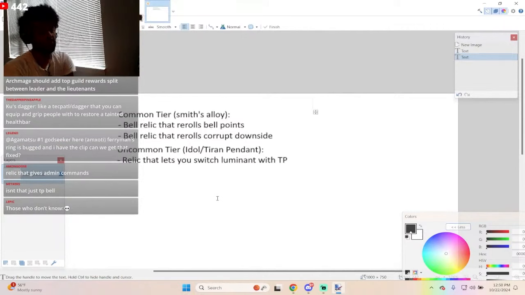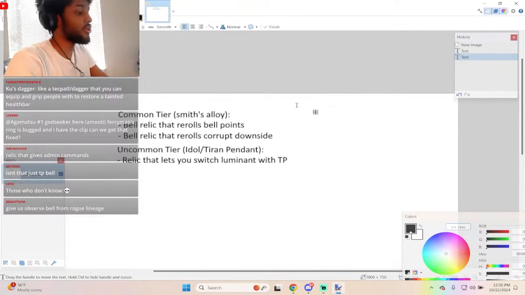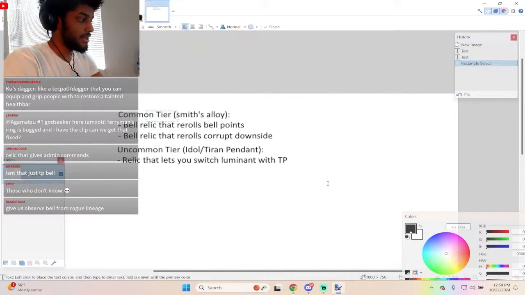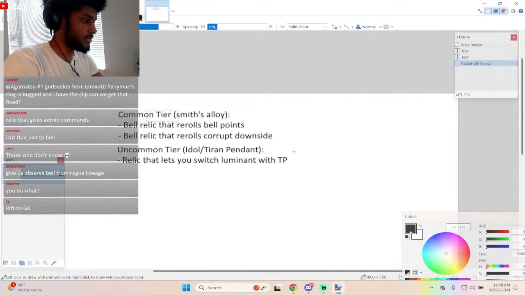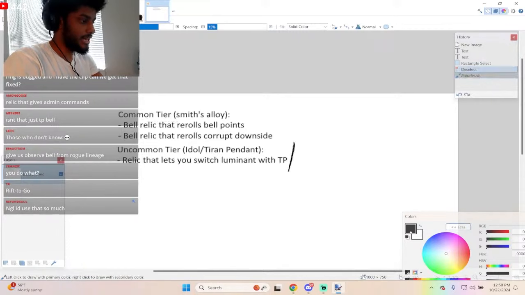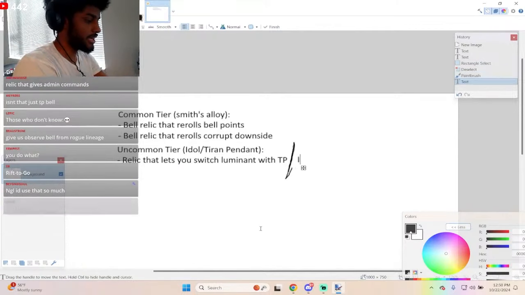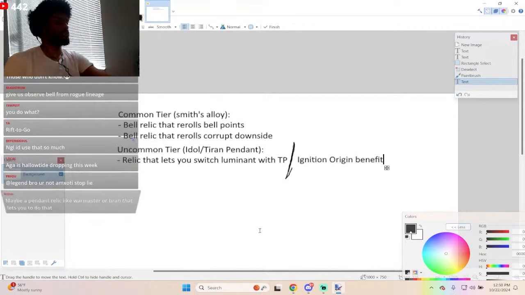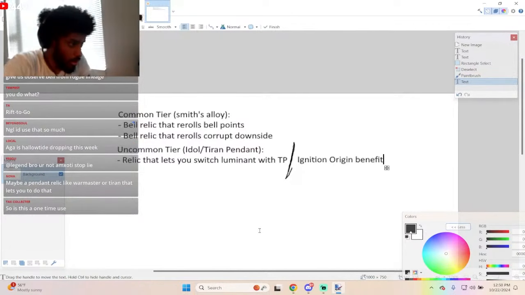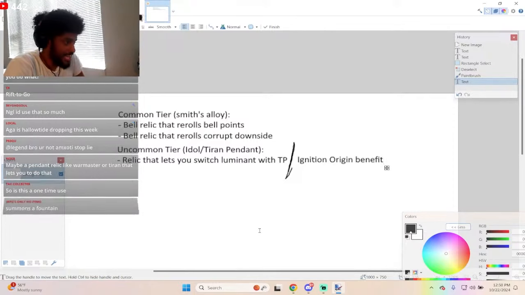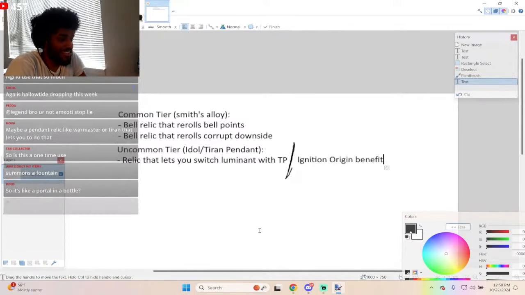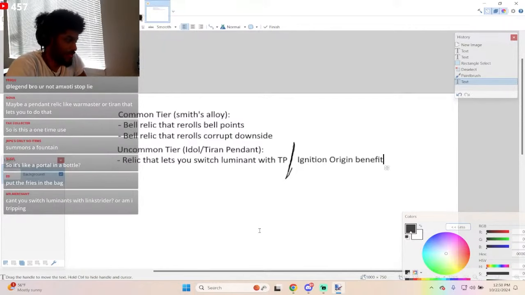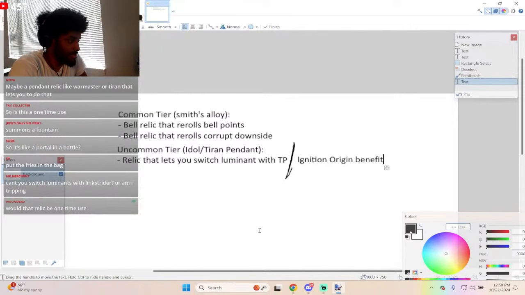The only reason why I said maybe, because Loki, I was also thinking that if that's not a relic, then this could be an Ignition Origin benefit. So this would be only for Ignition Origin users. The only thing is that it's super nice and handy to have, so I don't know if they want to make it something that's origin locked.